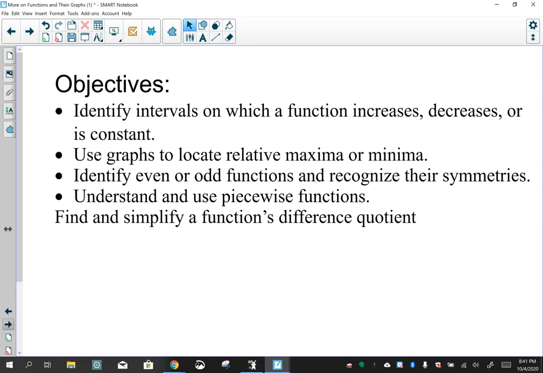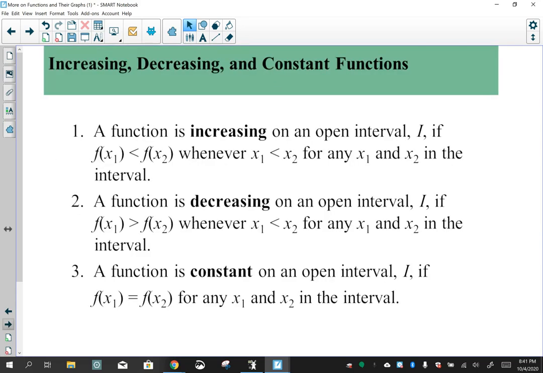Okay, so we are going to start off with the first two. So we're going to look at increasing, decreasing, and constant. And then we're going to look at locating the relative minimum and maxima. So when we have a function, we need to figure out on which intervals I'm going to increase or decrease, or where I'm just going to be straight across and be constant.